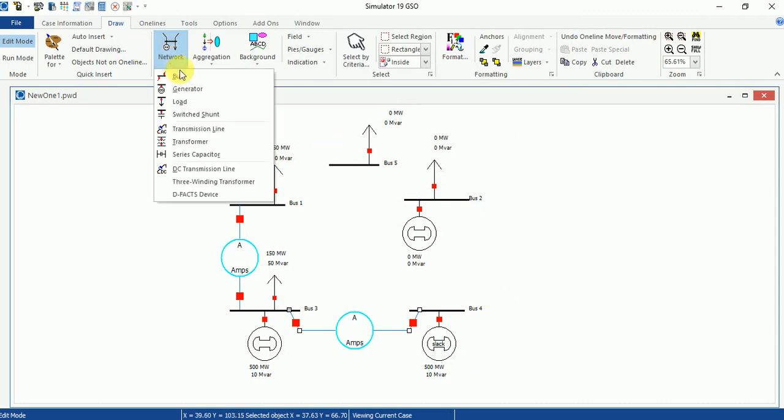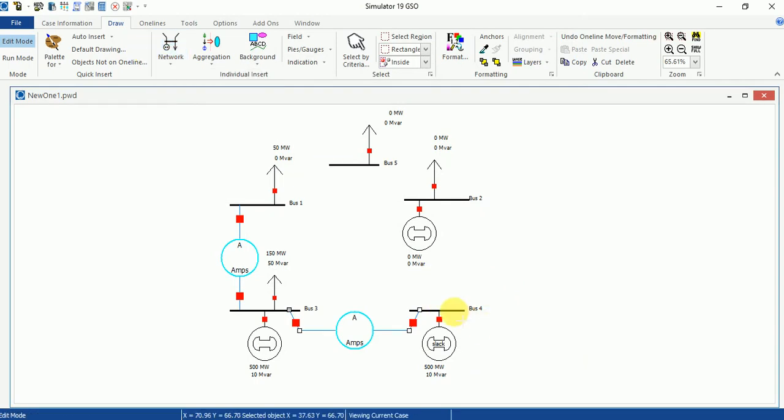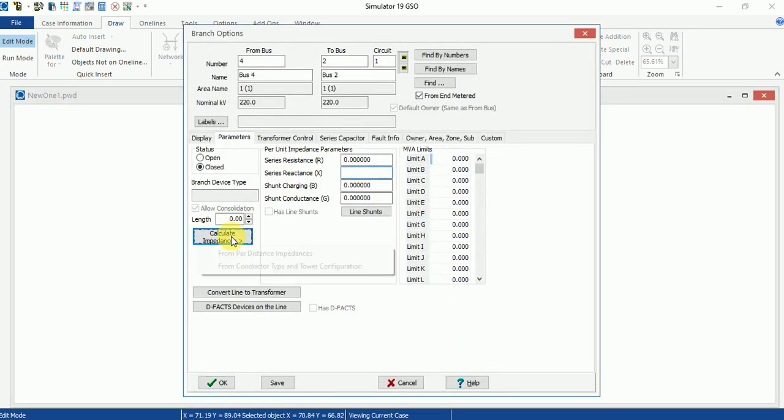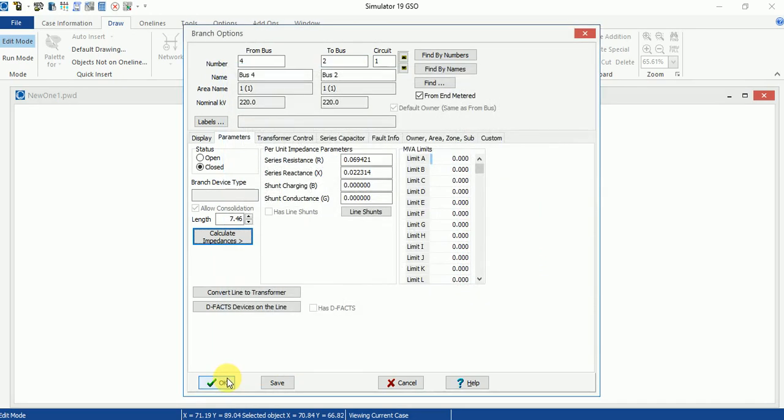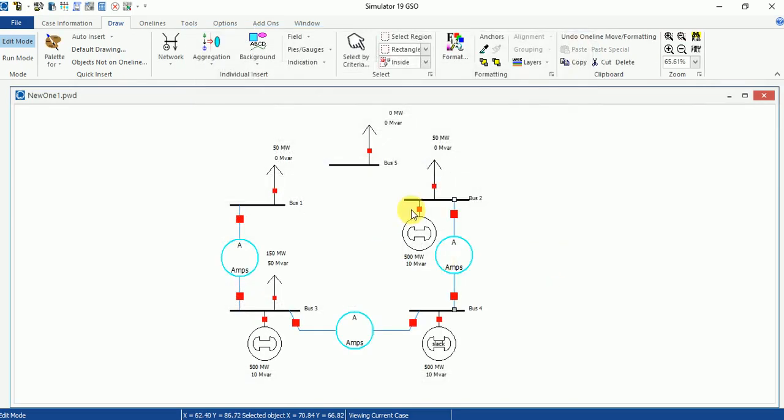Now transmission line T3. Go to network and select transmission line. Then go to calculate impedance. Then select kilometers. Since the length of transmission line T3 is 12 kilometers, make it 12, and the resistance and reactance are 2.8 and 0.9 respectively. So click OK. Again OK.